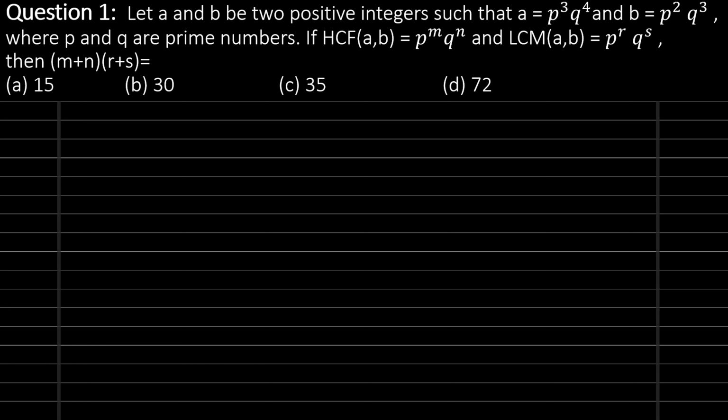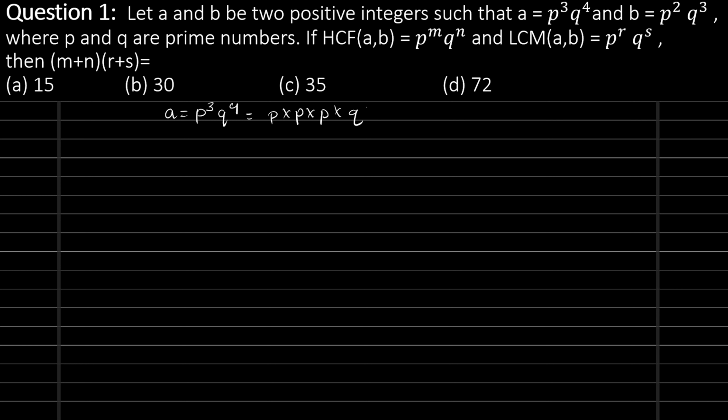So we can write A is equal to P raised to 3 into Q raised to 4. We will be writing it as P into P into P into Q into Q into Q into Q. Now observe, B is equal to P square Q cube. So it can be written as P into P into Q into Q into Q.